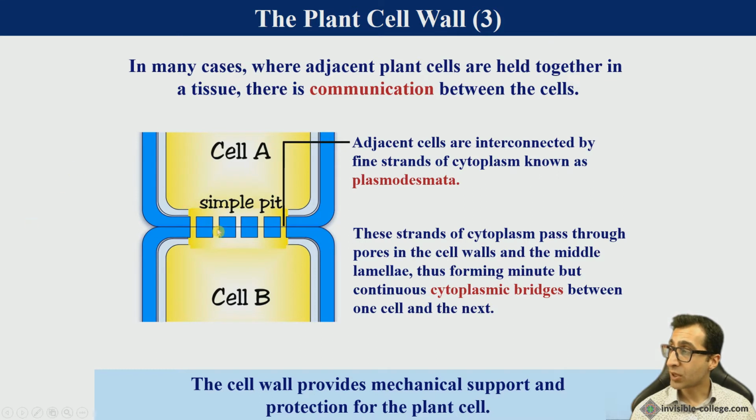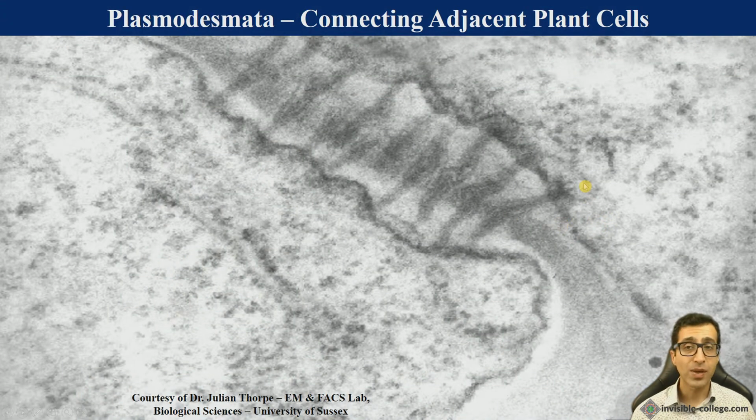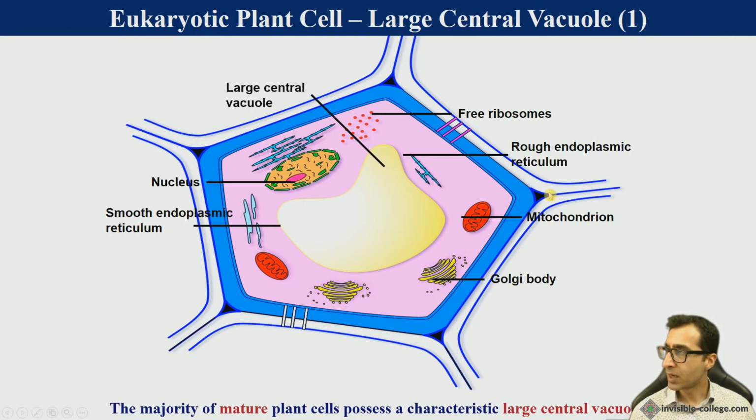So if we were to look at this region of these two adjacent cells under an electron microscope, we might see something like this. So here we can clearly see the plasmodesmata, which communicate between the cytosols of the adjacent plant cells through their cell walls and through this middle lamella here. Now, for some reason, all of these labels have gone a little bit out of whack, so apologies for that.